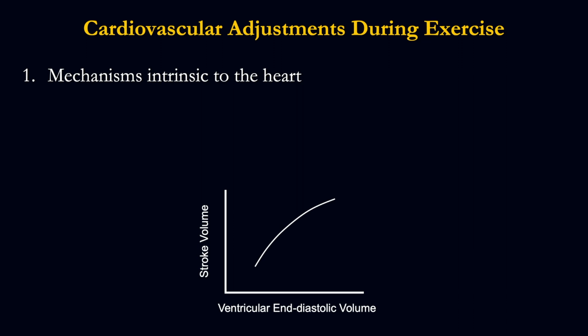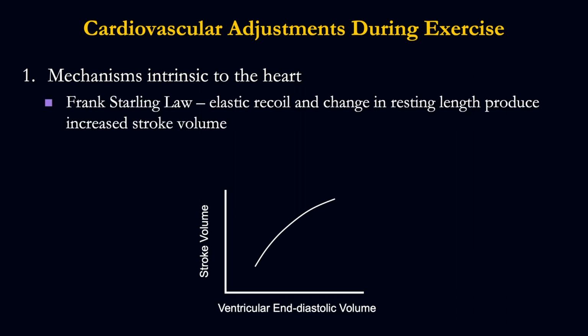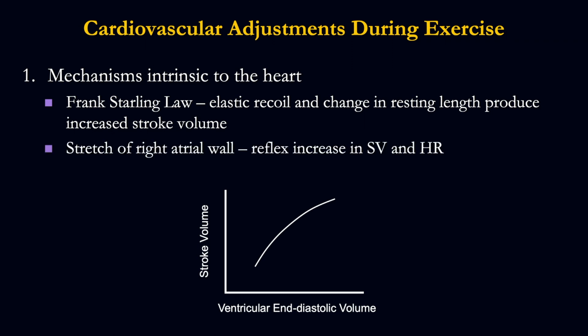When we talk about mechanisms intrinsic to the heart, we're really talking about the Frank-Starling law. This essentially says that if we can increase preload, so we increase the stretch being placed on the heart, that is going to force the heart to have a responsive elastic recoil that increases stroke volume. So picture it like a rubber band being stretched and then snapping back into its resting shape. If we stretch the heart with a bunch of blood, then that heart is going to respond by snapping back down and squeezing more blood out of the heart.